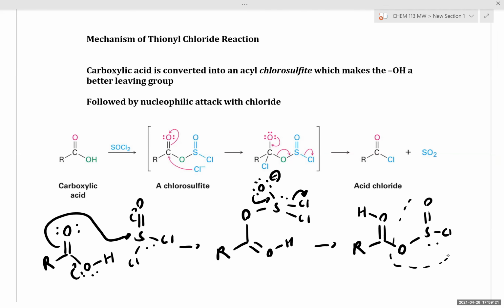Can everyone agree that this chlorosulfonyl ester derivative, or this chlorosulfite derivative, is a pretty good leaving group? Does everyone agree how this circled group is a better leaving group than just this alcohol? Does everyone agree that this chlorosulfite derivative looks like a good leaving group? How we've now activated our alcohol as a leaving group?